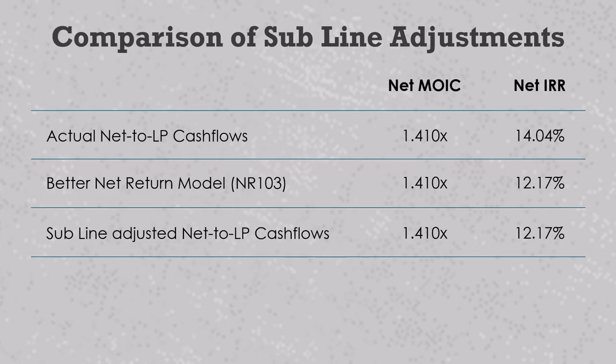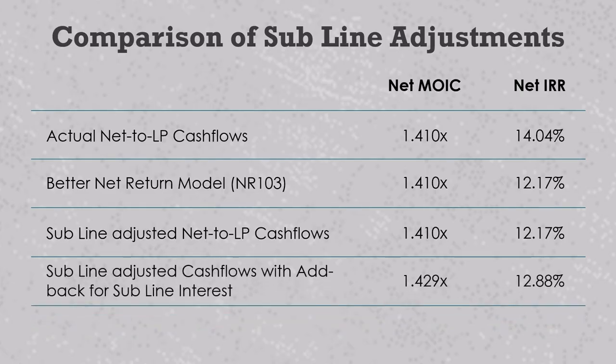When we use this approach, but also add the subline interest back into the model, we get a higher net multiple of 1.43 and a slightly improved subline adjusted net IRR of 12.88%. The obvious advantage here is that the returns are better, but who knows if you'll actually get away with this.